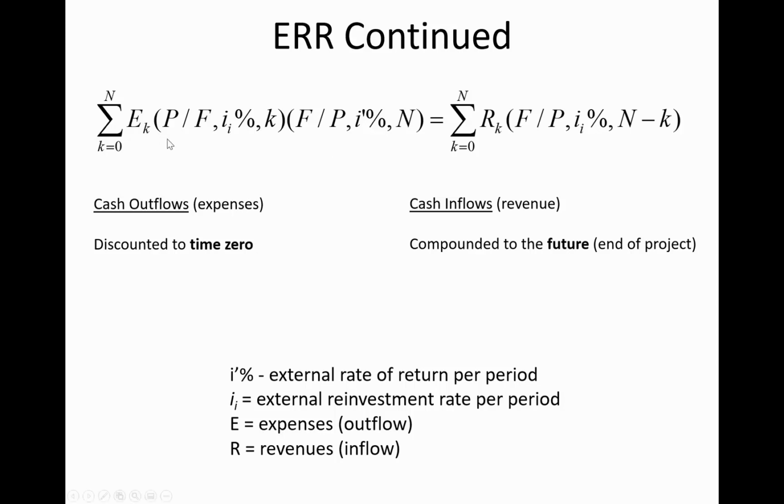So you're doing the P/F to find P given F. All of these outflows over time are taken to P, and you use the external reinvestment rate, i sub i, and then the revenues are all compounded to the future at i sub i, the external reinvestment rate. And then you solve for i prime, the external rate of return.